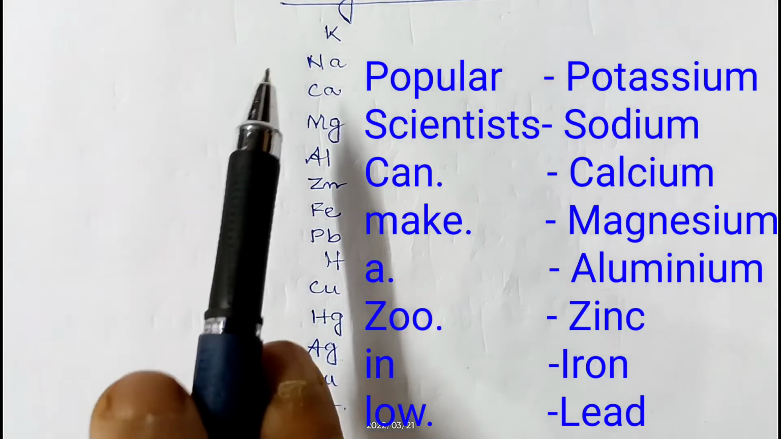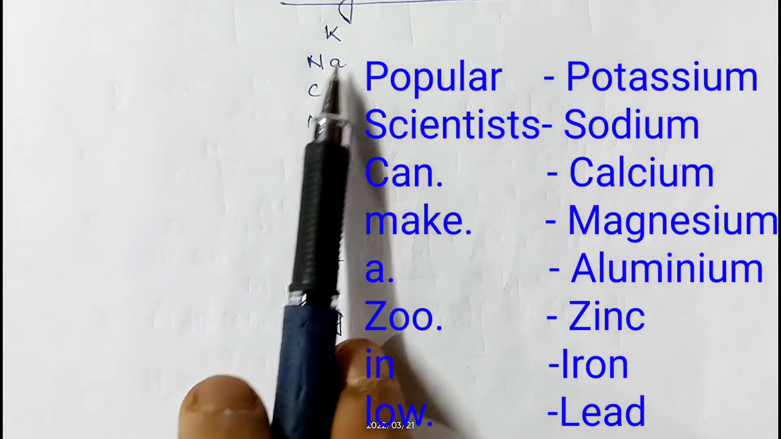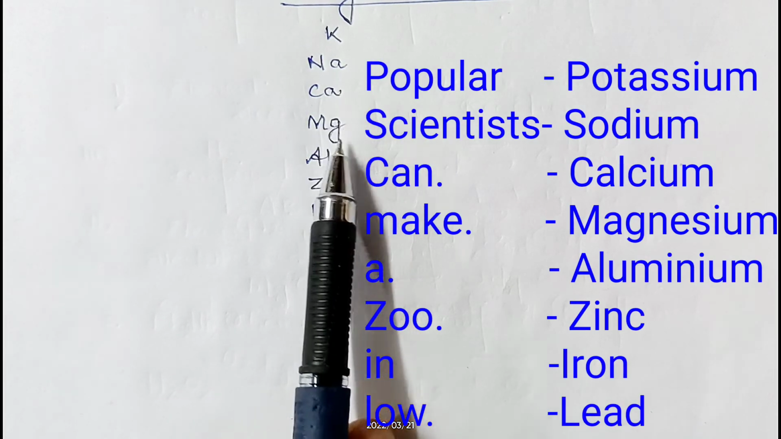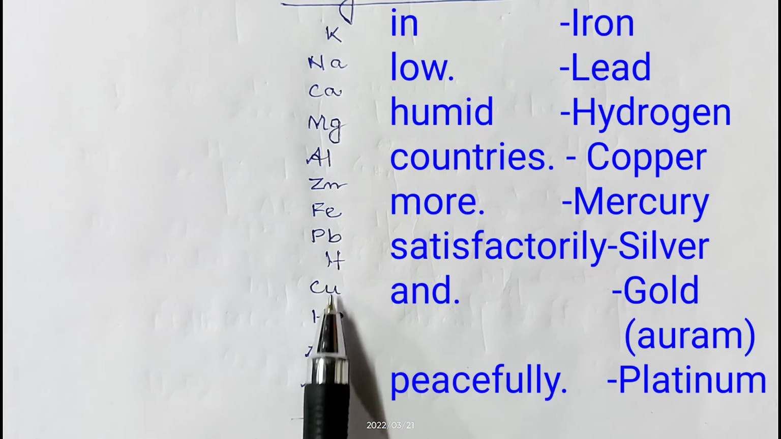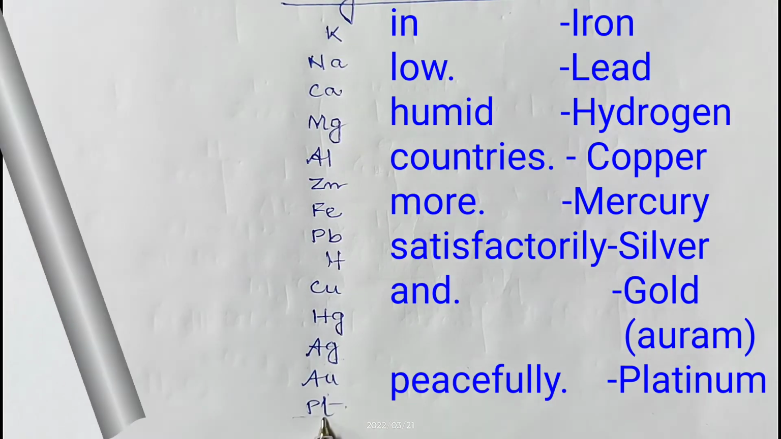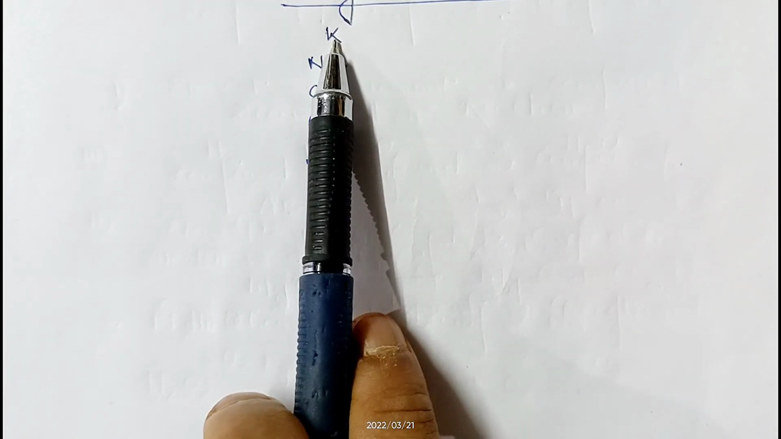Now, to remember these metals, it is very difficult to remember like this. Just remember one line. Popular scientists can make a Jew in low humid countries more satisfactorily and peacefully. In popular, it starts with P and here it is potassium.